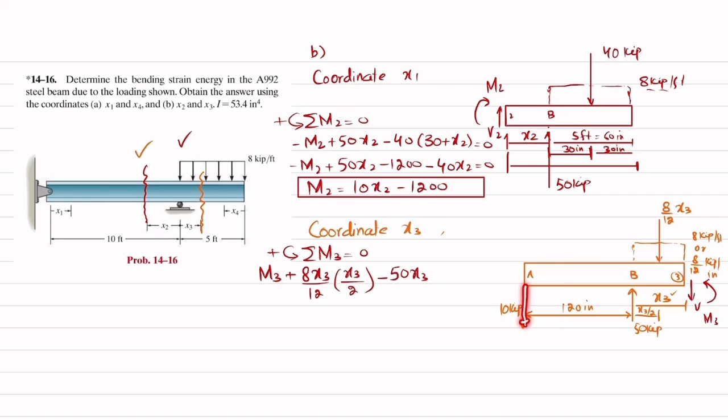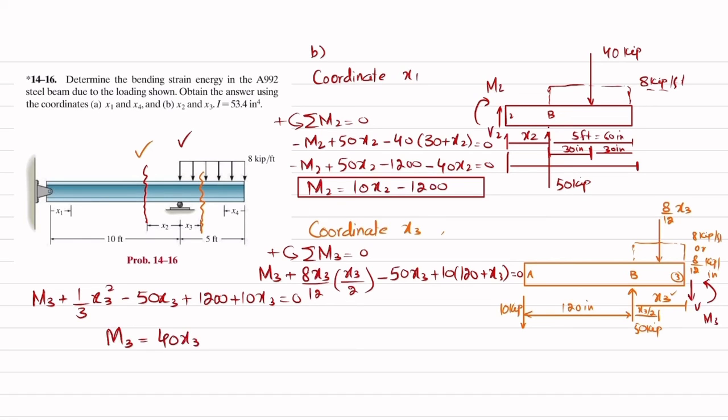And the last moment is produced by this 10 kips load, and perpendicular distance is 120 plus x3 inch, and this is also producing counterclockwise moment, so it will be positive. So plus 10 into 120 plus x3, their sum must be equal to 0. So M3 plus 1 over 3 x3 square minus 50 x3 plus 1200 plus 10 x3 is equal to 0. So from here M3 will be equal to 40 x3 minus 1 over 3 x3 square minus 1200, and the unit will be kips into inch.